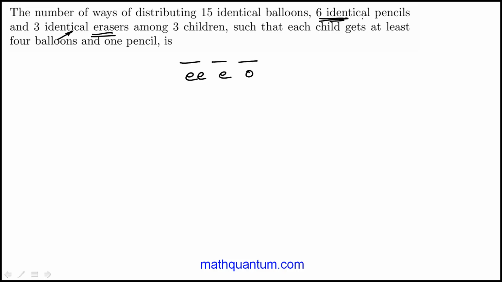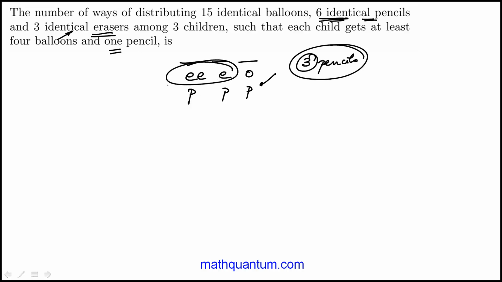And why is that? If you look at the 6 pencils, they say each one gets at least 1 pencil. So you have 1 pencil, 1 pencil, 1 pencil. So now we have already given each person 3. Now we're left with 3 pencils. So dividing these 3 pencils is no different than dividing these 3 erasers that are identical among 3 children.